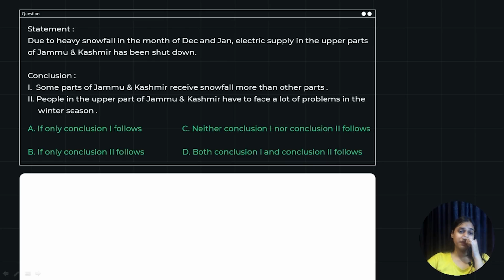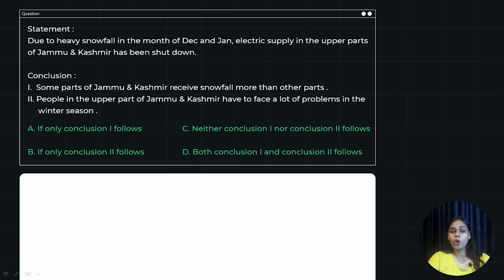So the first question is based on statement and conclusion. What does it say? Due to heavy snowfall in the months of December and January, electric supply in the upper parts of Jammu and Kashmir has been shut down. Options are: some parts of Jammu and Kashmir receive more snowfall than other parts. People in the upper part of Jammu and Kashmir have to face a lot of problems in the winter season. So you have been given 2 conclusions that can be correct or might not be correct. So yes, go ahead, try to solve this question. You have 4 options in front of you, and then we will quickly move forward with the answer.